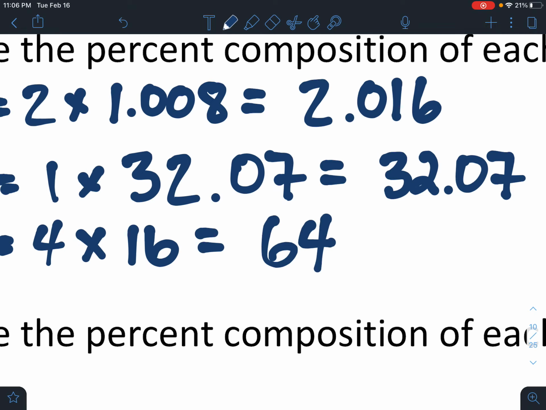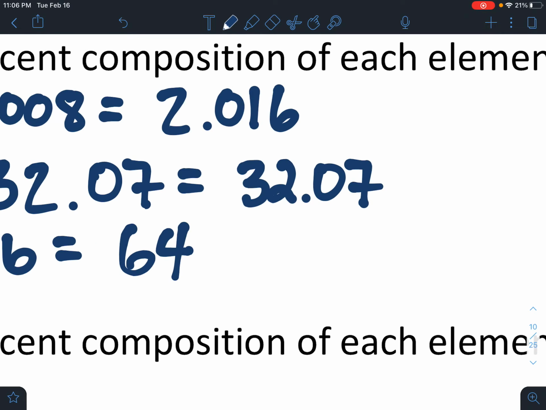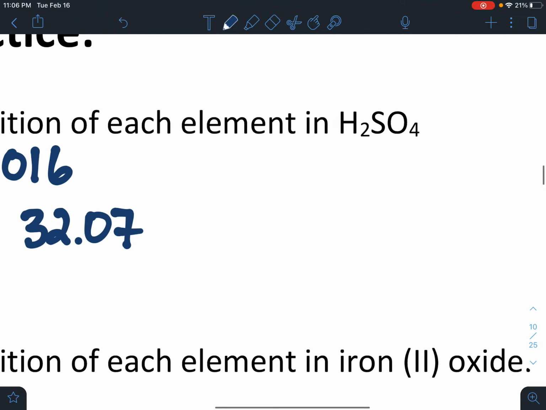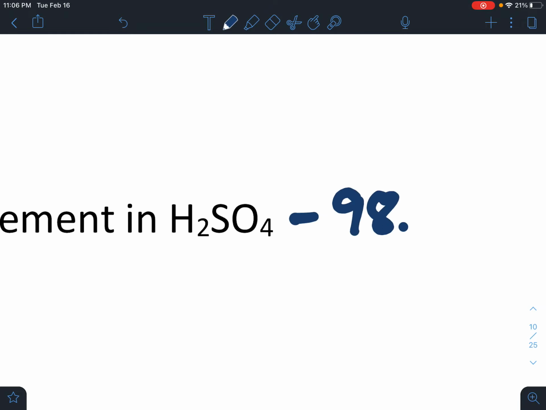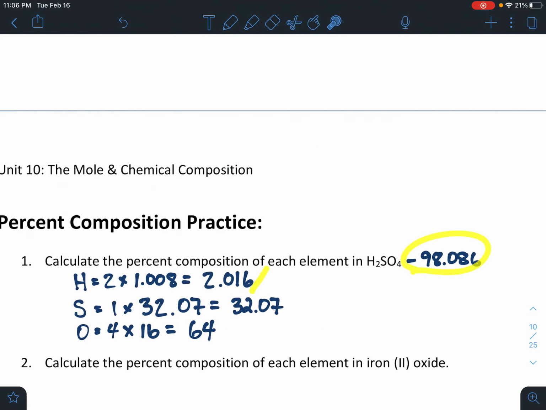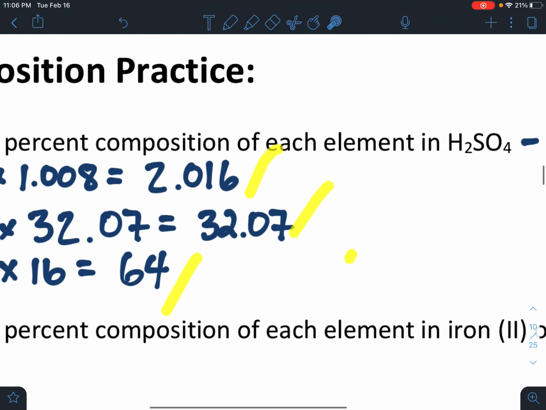Now, before we do the next step, where we do partial divided by total, we have to figure out the total. If this is the mass of each of the atoms of each element in the compound, we have to add all of these up. So I'm going to add the 64 with the 32.07 and add that to the hydrogens, 2.016. Now the total molar mass of this compound is equal to 98.086.